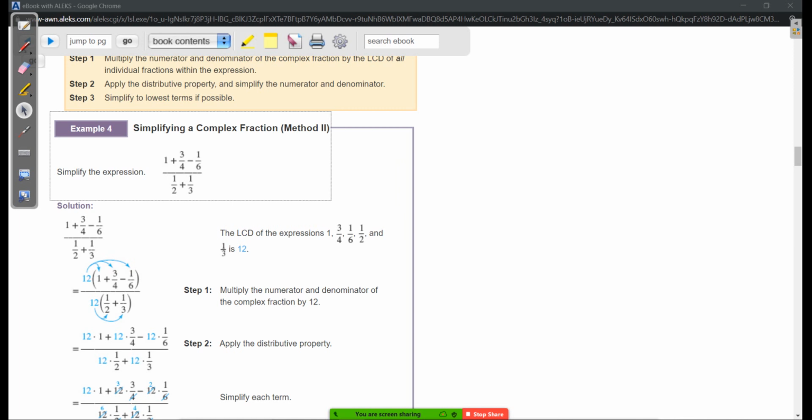All right, so what we're going to do is multiply my numerator and denominator by a common denominator all around, okay? So what I'm going to do now is look at the denominators of every single term. So obviously this is going to be a 1, this is a 4, this is a 6, this is a 2, and this is a 3. Okay, so let's just write this out. 1, 4, 6, 2, 3.